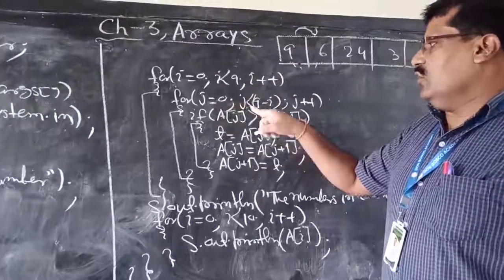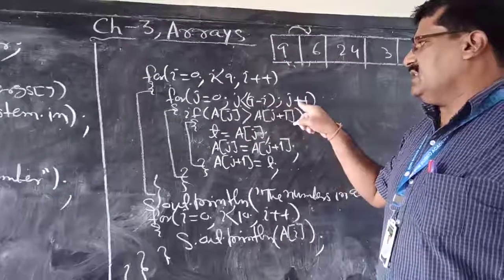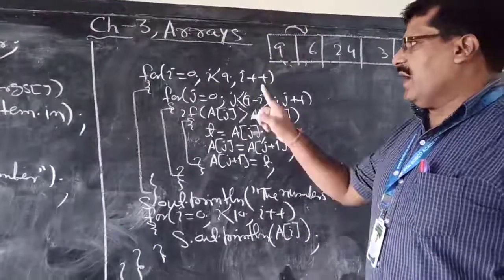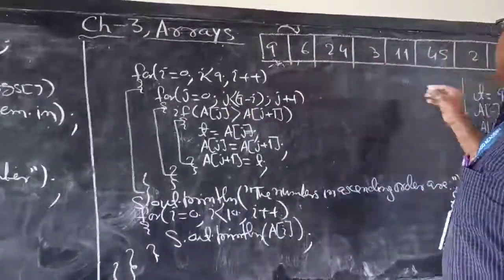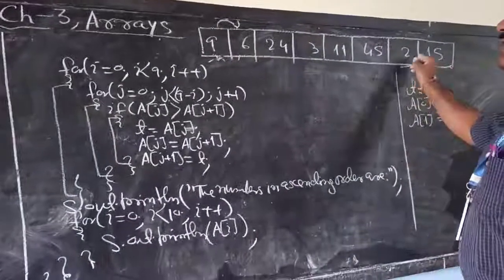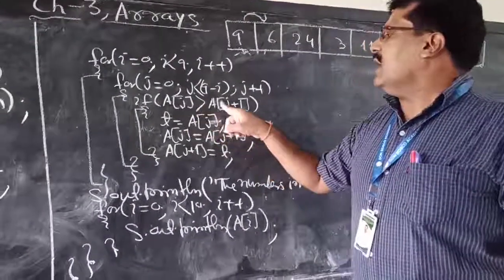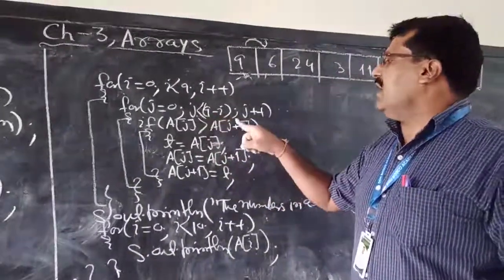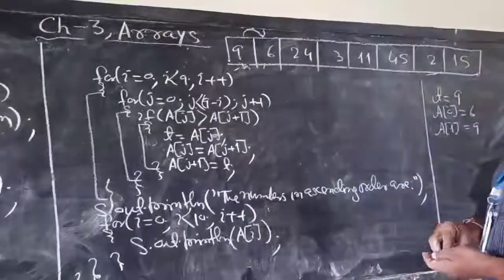for (j = 0; j < 9 - i; j++). So we are running the loop from 0 till 8 only. Why till 8 only? Because when the j value is 8, then 8 plus 1 is 9.